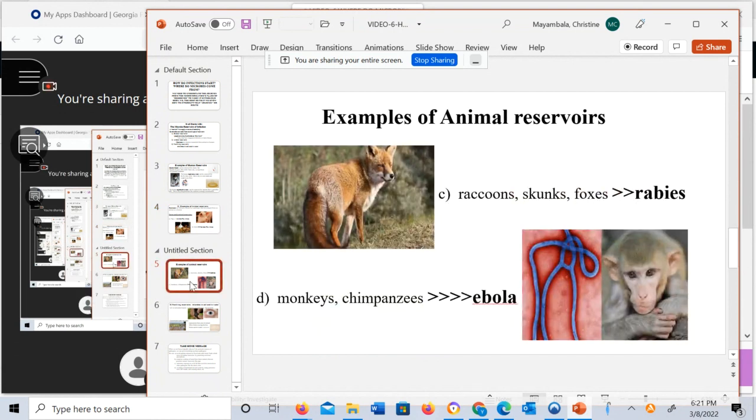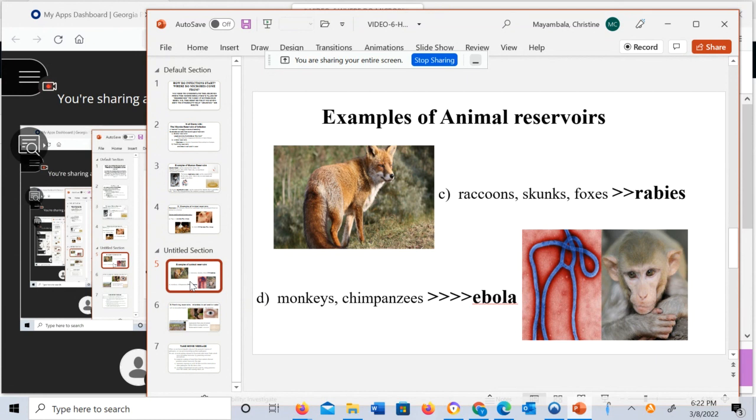Slide 5 gives other examples: raccoons, skunks, foxes, some wild dogs. They can be the sources of these viruses and other bacteria. And if your person gets bitten by one of these, then they could potentially catch rabies from those wild animals.